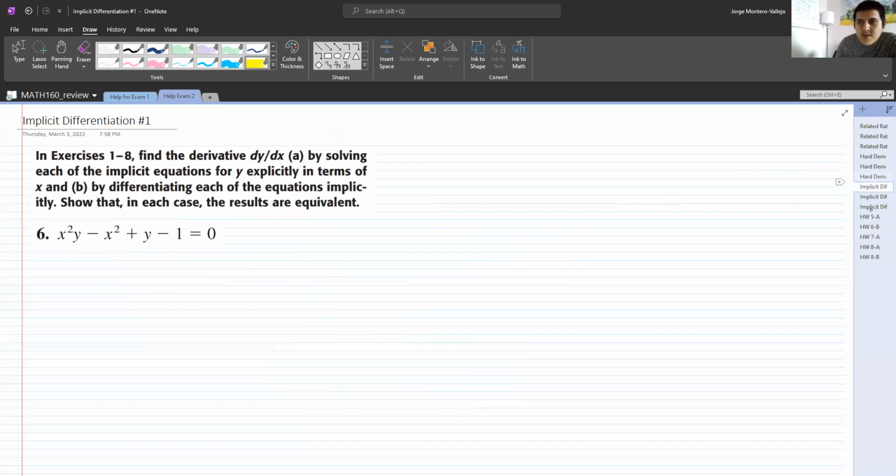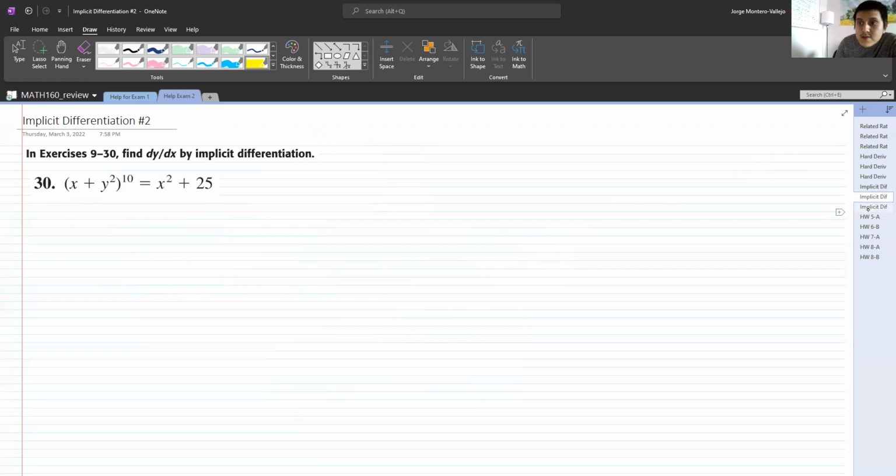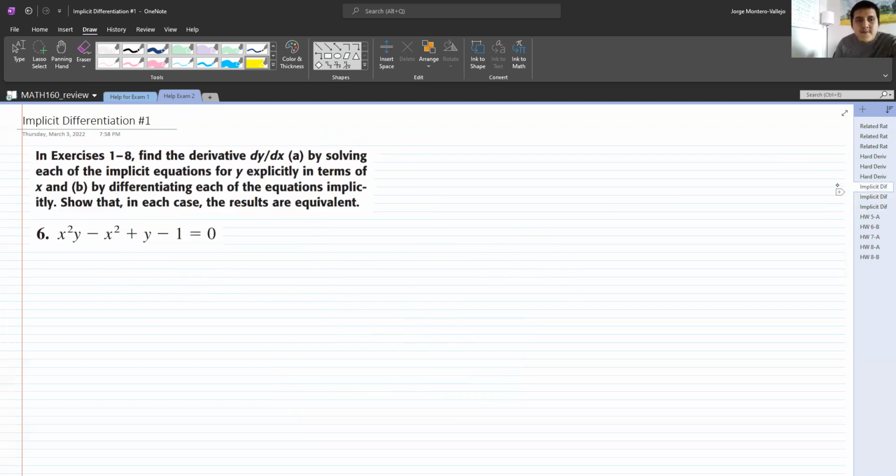I chose 3 different types of implicit differentiation problems. Pretty much just so that you're aware of what kind of questions you could be asked, okay? So in this first one, I wrote down the statement. This was, of course, a list of 8 problems, 1 through 8. And for all of them, you had to do this thing that they say. But I'm going to just do one of them, number 6.